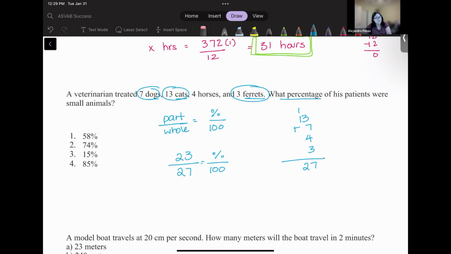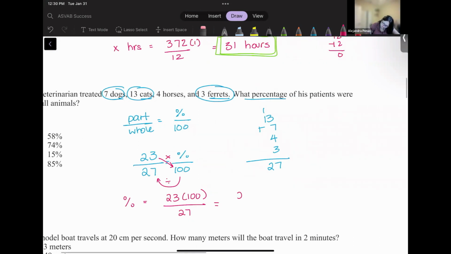Does that make sense so far? Yes? Okay. Sorry, sometimes I take your silence as acceptance, but then I also wonder if your silence is because you don't get it. So we cross multiply and divide. So the percentage is going to equal 23 times 100, everything divided by 27. So this is going to be 2300 divided by 27.